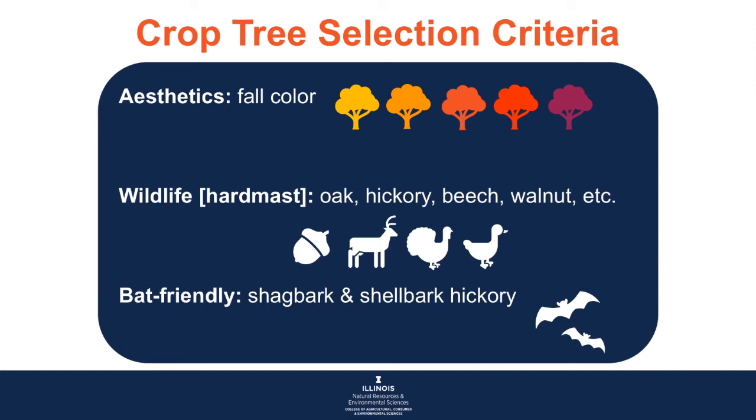You can have a wildlife bias. You want to focus your crop tree release efforts on hard mass species such as oak, hickory, American beech, black walnut. And then, of course, we want to be bat friendly, right? Bat friendly and also pollinator friendly too.